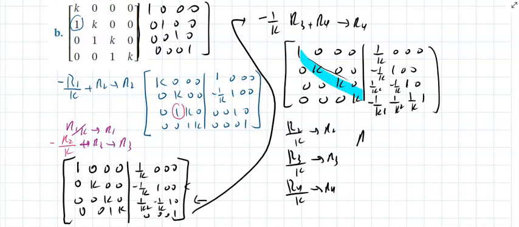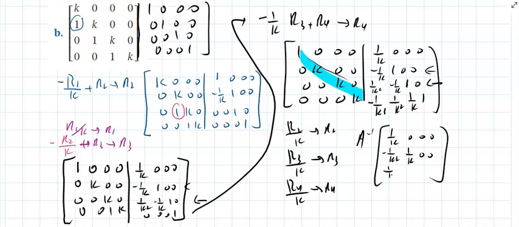And the inverse will simply be row 1 is 1 over k, 0, 0, 0. If I multiply by 1 over k, I'll get negative 1 over k squared, 1 over k, 0, 0. Multiply by 1 over k, I'll get 1 over k cubed, negative 1 over k squared, 1 over k and a 0. And the last one, I'll get negative 1 over k to the 4th, 1 over k cubed, 1 over k squared, and 1 over k. And that would be my inverse matrix.